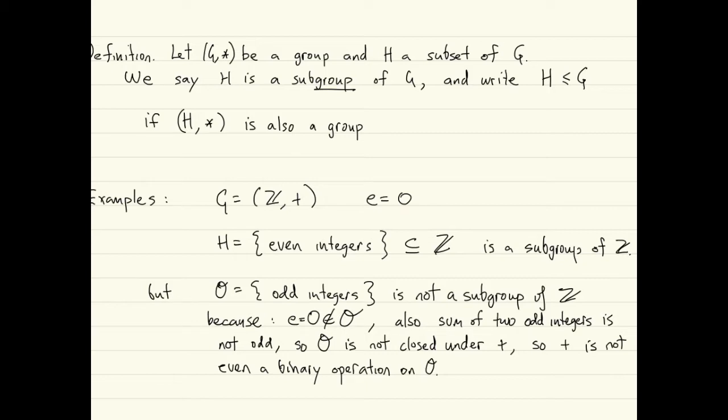Another reason why the odd integers don't form a group is that addition is not even a binary operation on the odd integers. If you add two odd integers, you get an even integer, not an odd integer. So this set of odd integers is not closed under addition, and so it's not even a binary operation.